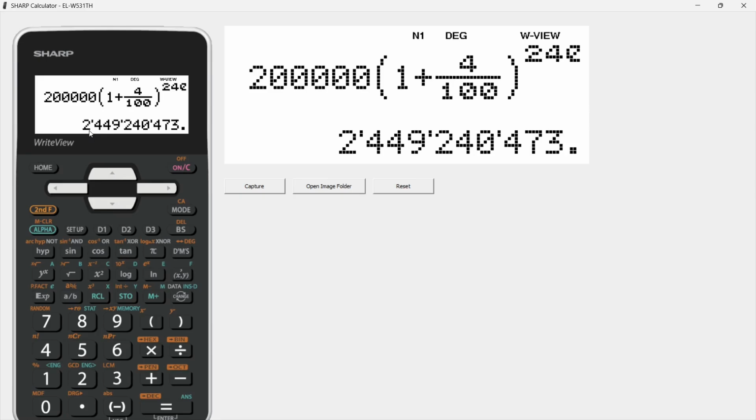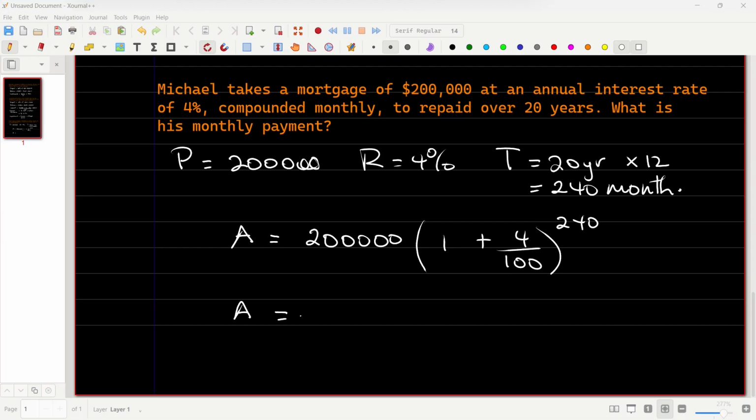So this is definitely not Trinidad. It's 2,449,240,473. That's a lot of money. Let's write that out. So again, the value is a very large amount: 2,449,240,473 that he has to pay back overall in that 240 months.